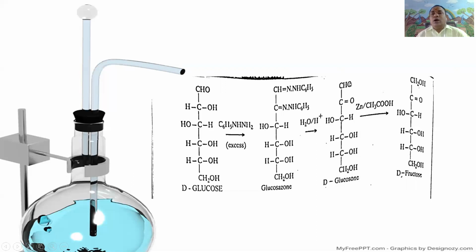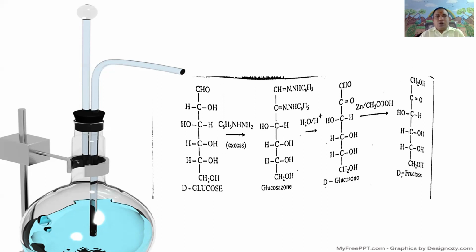Here among the aldehydes and ketones, aldehydes are more reactive than ketones. Therefore, aldehydes undergo reduction to give primary alcohol, that is CH2OH, C double bond O, CHOH, CHOH, CHOH, CH2OH. It is called D-fructose. It means conversion of D-glucose to D-fructose, aldohexose to ketohexose, takes place by the following three-step reaction.